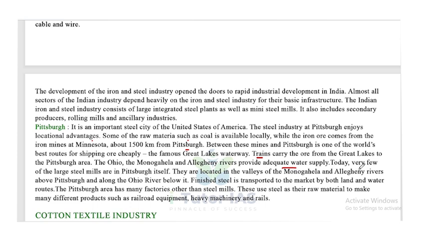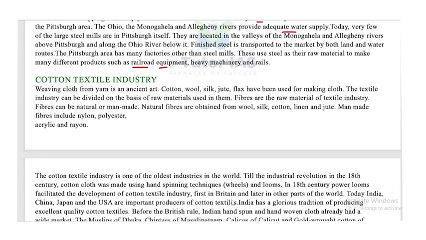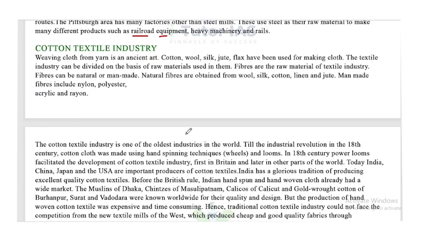Today, very few of the large steel mills are in Pittsburgh itself. They are located in the valley of Monongahela and Allegheny rivers, above Pittsburgh and along the Ohio River below it. Finished steel is transported to the market by both land and water routes. The Pittsburgh area has many factories other than steel mills. These use steel as their raw material to make many different products such as rail and road equipments, heavy machinery and rails. Okay. Now, cotton textile industry.